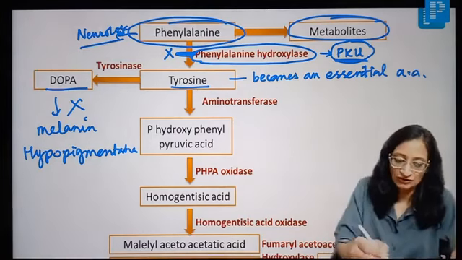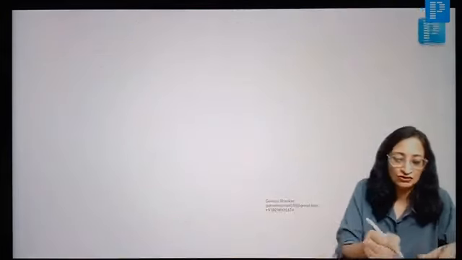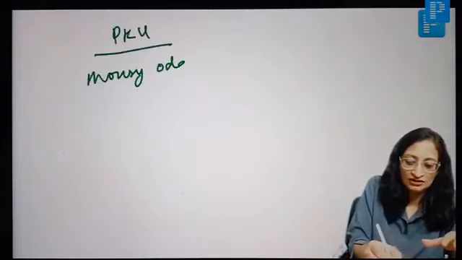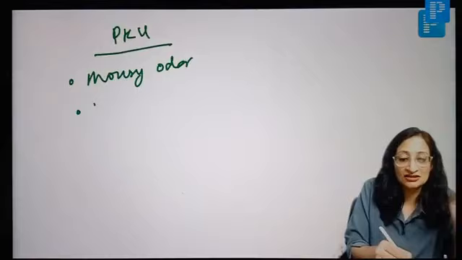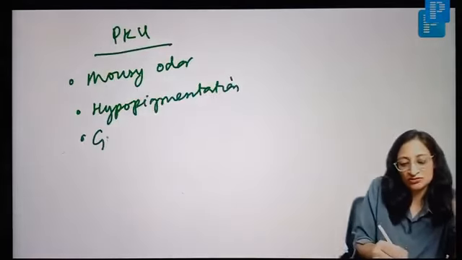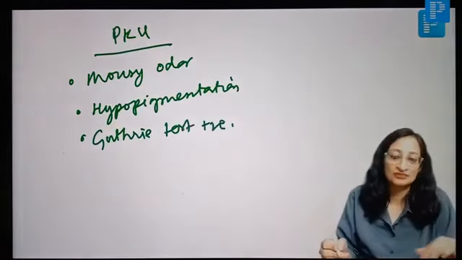Okay. So here we can also see the homogentisic acid oxidase deficiency, which is responsible for alkaptonuria, right? So phenylketonuria, what we said was mousy or musty odor is there. Tyrosine becomes an essential amino acid, and there is hypopigmentation, we said. And what else? The Guthrie test was a test which was previously done for it. Guthrie test is positive. Okay, right?